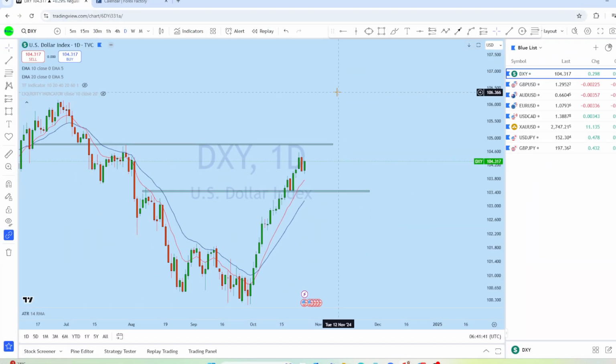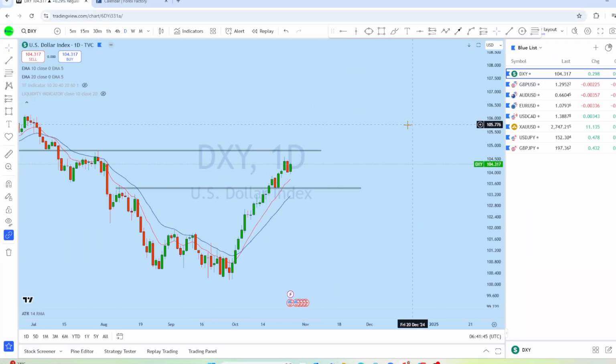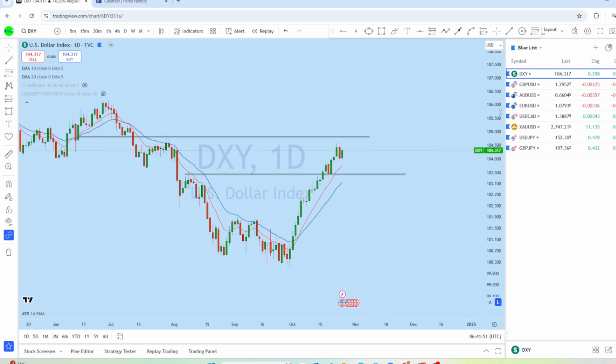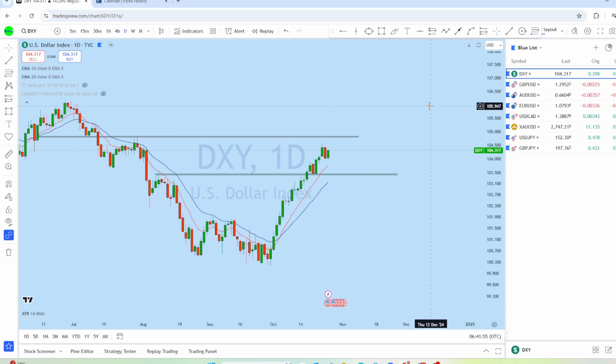Okay, so let's first begin with DXY, as DXY may give us clear direction for most of the USD pairs that you can see on the list, and then we'll jump on one by one to see how we can find opportunities specifically on those instruments.